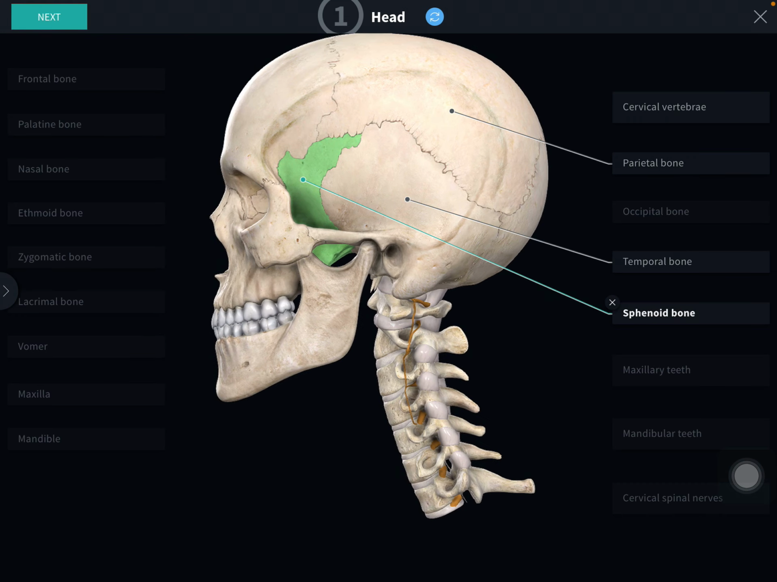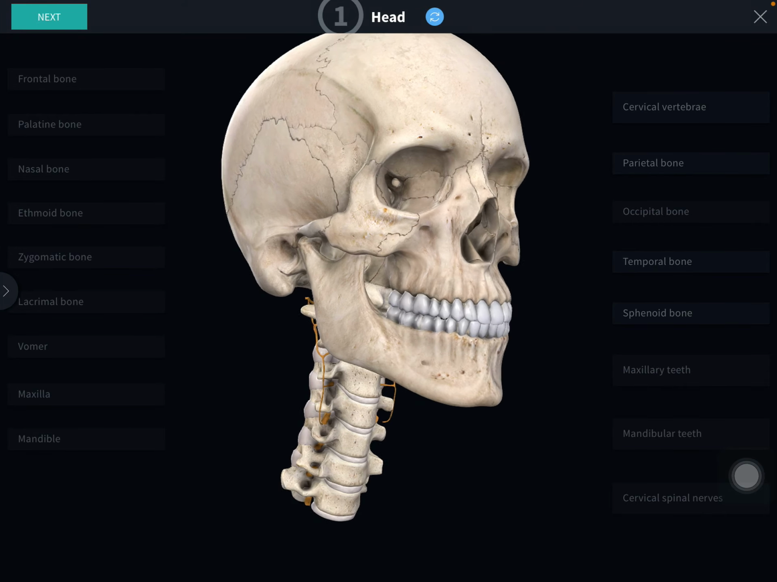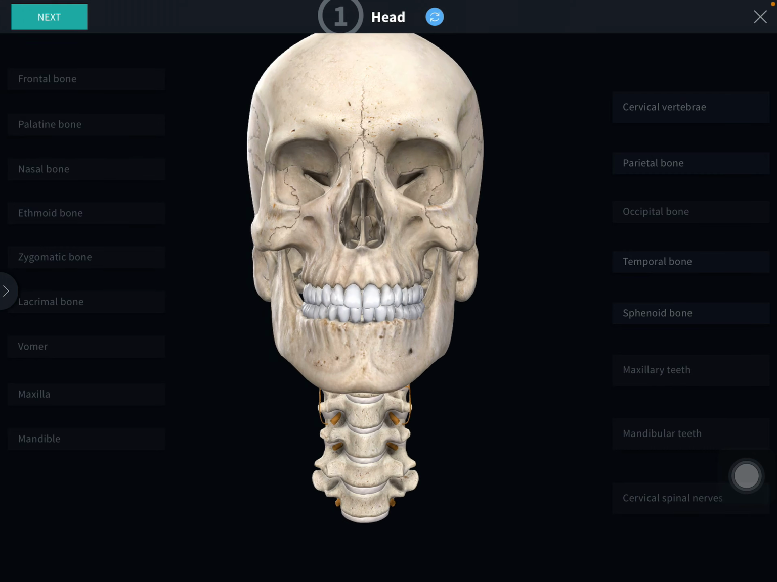This is the sphenoid bone visible in the norma lateralis. It will also be seen mainly in the floor of the cranial cavity. It has a body, a greater wing and a lesser wing of the sphenoid. These are the parts of the sphenoid bone.